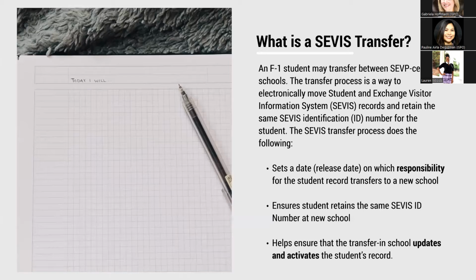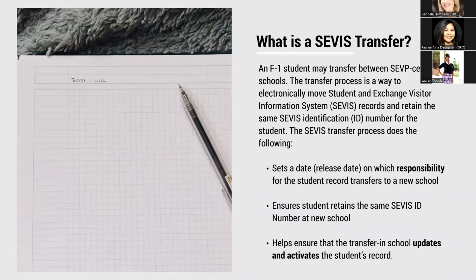The SEVIS transfer process does a couple of things. Number one, it sets a date, otherwise known as a release date, on which the responsibility to maintain the student record is transferred to the new school. So this basically means that your current school on a specific date will transfer the responsibility to UC San Diego to now maintain your student record.